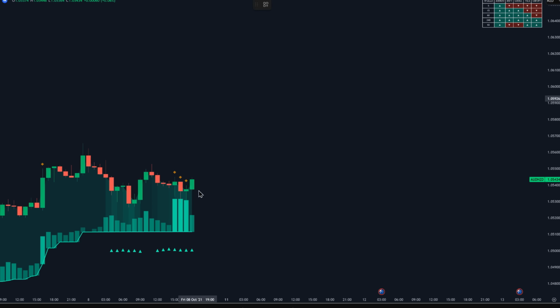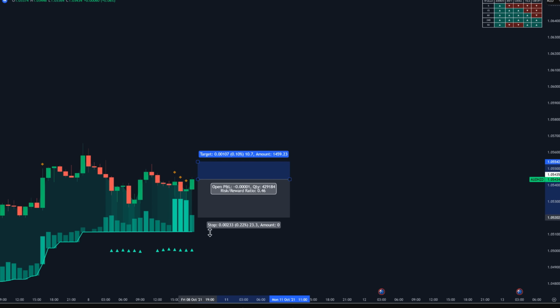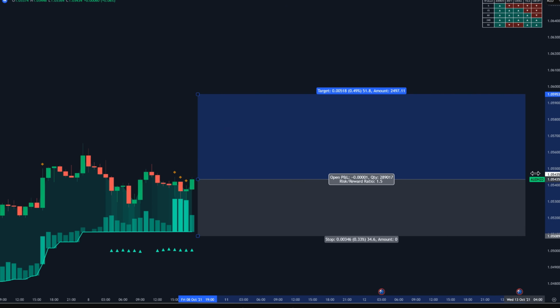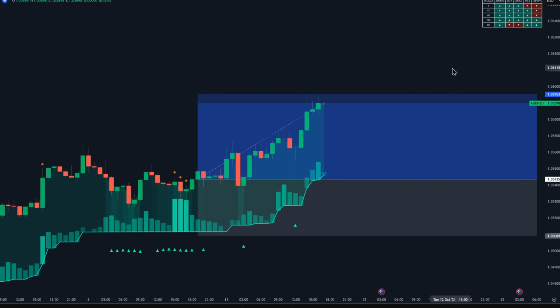I'll park this stop a touch under the SuperTrend band so a routine wiggle doesn't kick me out, and I'll set the take profit at about 1.5 times the risk. Then I let it run and let the confluence do the heavy lifting.